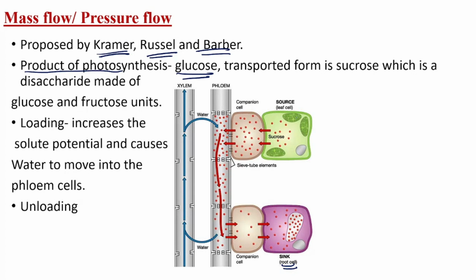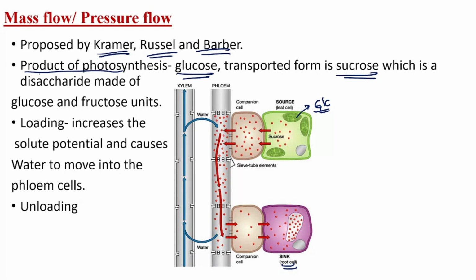And how is the food synthesized? In the form of glucose. But can glucose be transported? No, the transported form is sucrose. This sucrose which is present inside the leaf cell, how is it going to the root cell? That was explained through mass flow or pressure flow, which was given by Kramer, Russell and Barber.